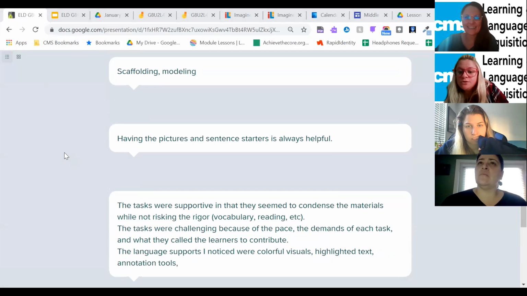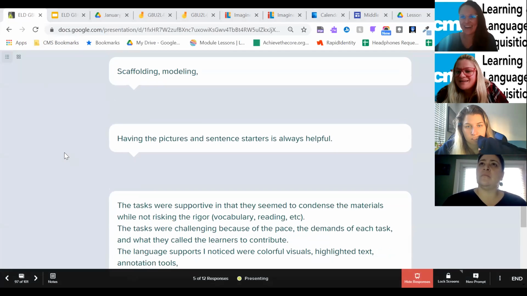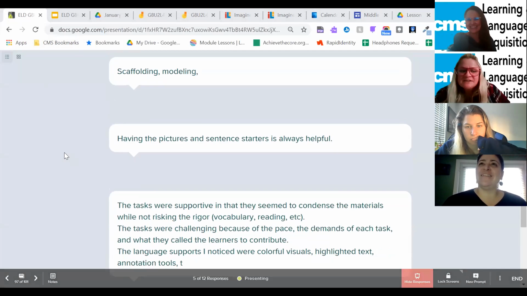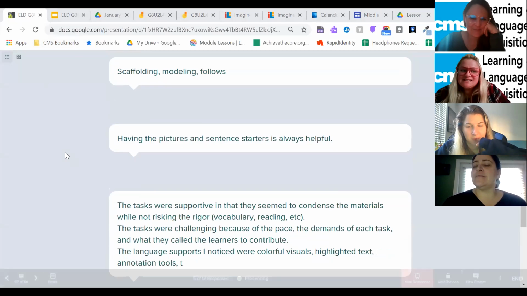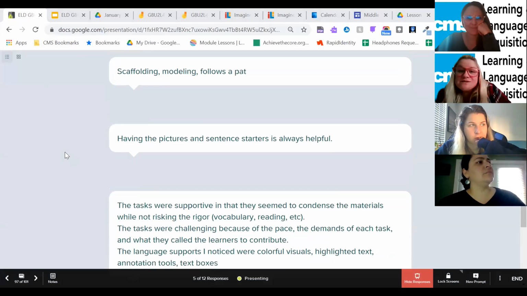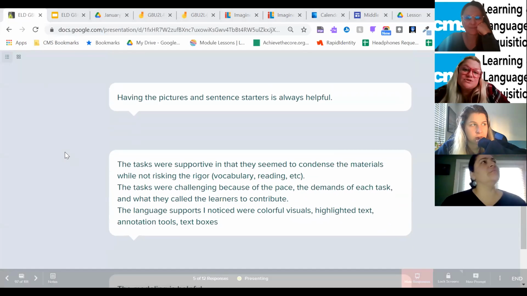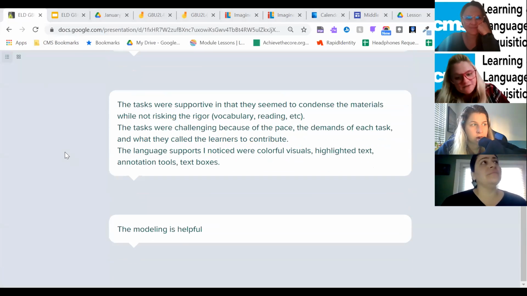And we didn't buy this thinking it was going to be remote. Yeah, exactly, that was not the thought when this got purchased. So this is something that you definitely want to be able to walk students through, and it's hard to do that with virtual learning, but it's possible. It is definitely possible. Modeling was helpful.